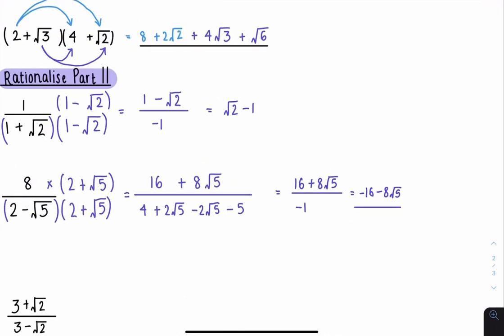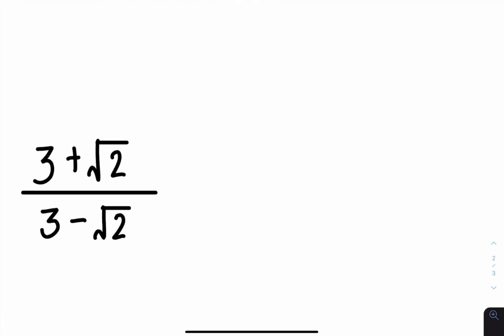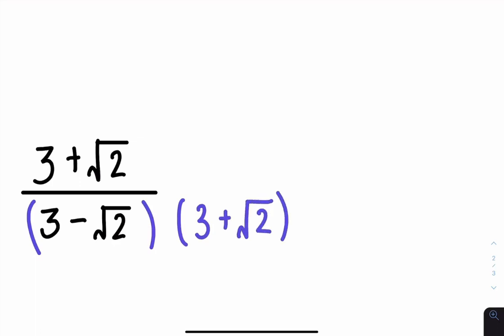Let's go on to the final example. Here I have 3 plus root 2 over 3 minus root 2. So I want to rationalize the denominator. So all I have to do is multiply it by 3 plus root 2. But whatever you do to the bottom, you must do to the top. So we multiply the top by 3 plus root 2 as well.